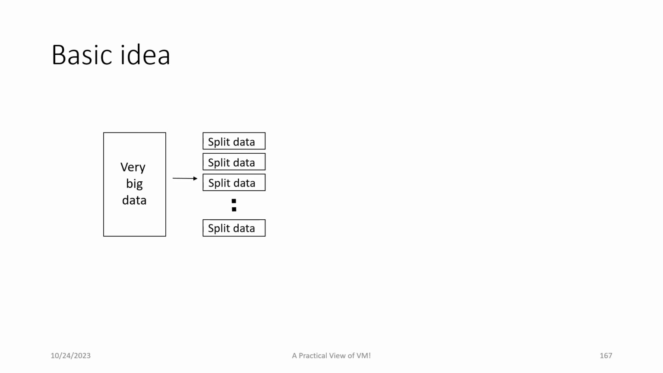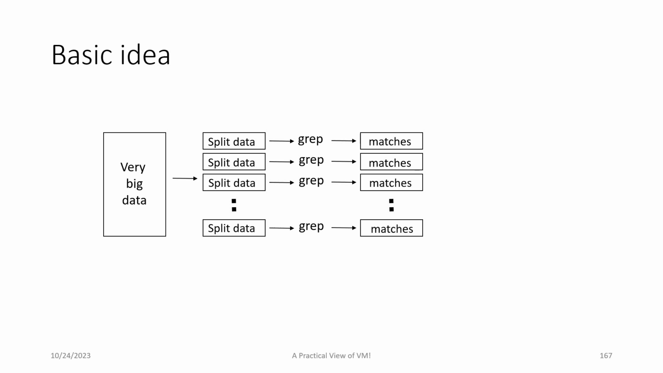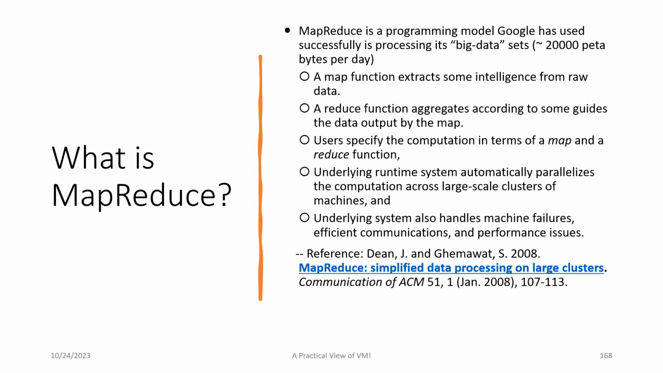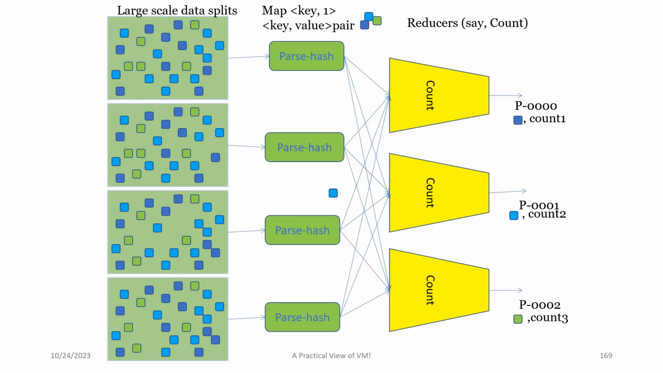I have very big data. I am splitting it. Now I do a grep. I find the matches. I do a concatenation again. I match it. That's it. This is a very simple way of doing it. Now we will see a very simple example here. This will make you understand things very easily.